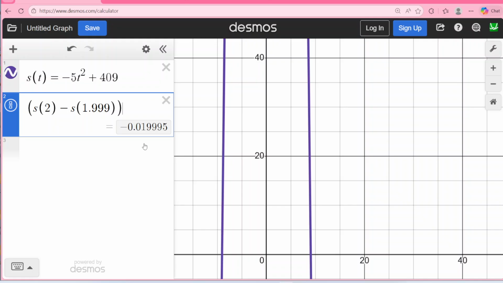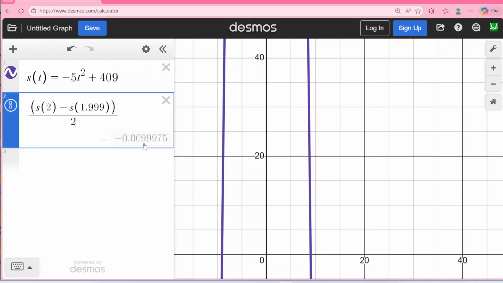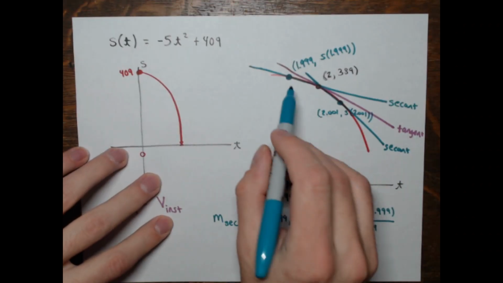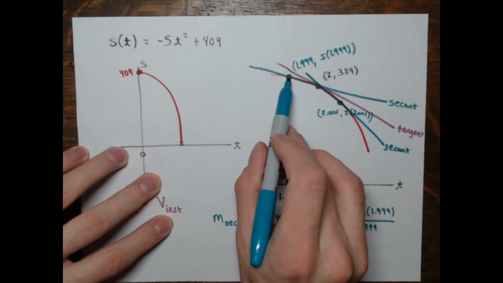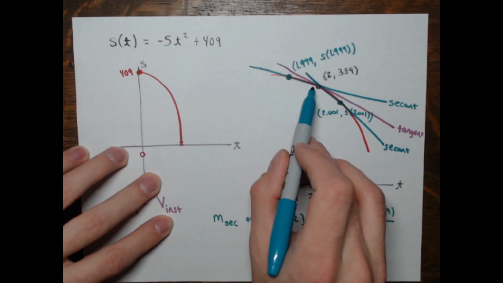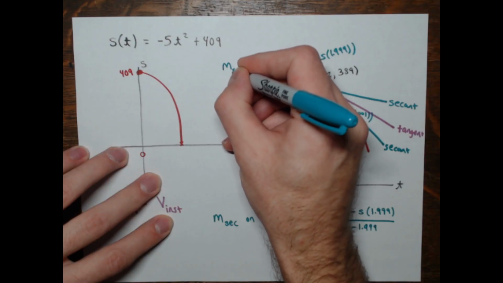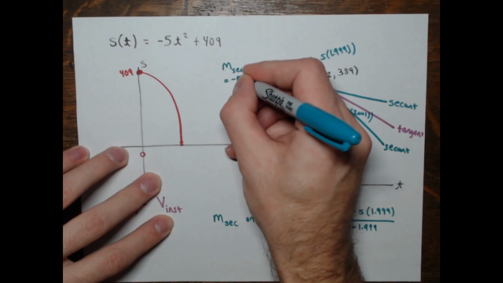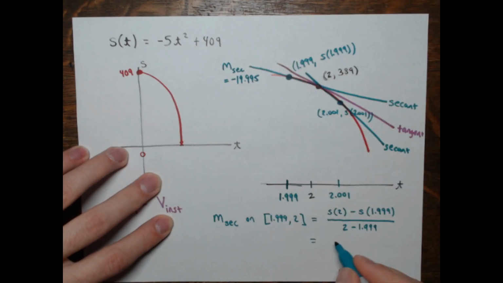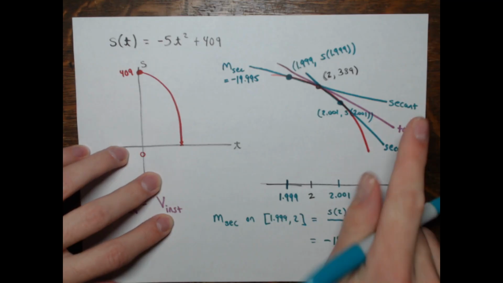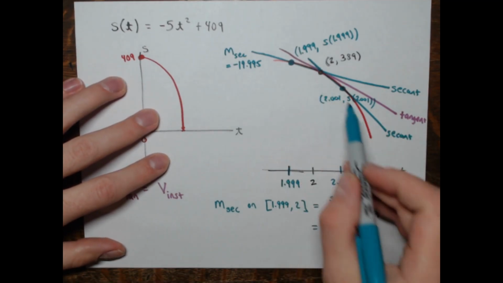And then what's the rate of change? I divide by 2 minus 1.999, right? So here is the slope of that one secant line. So it's this one here, from the point where the time is 1.999 to the time is 2, that line has a slope of negative 19.995. This is negative 19.995, the slope of that secant line. I'm going to do the other one.